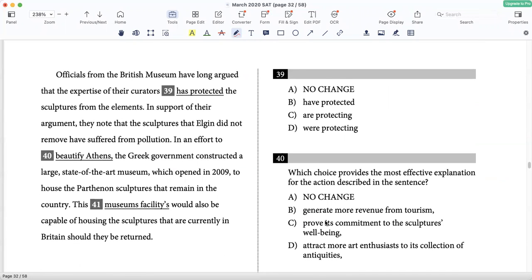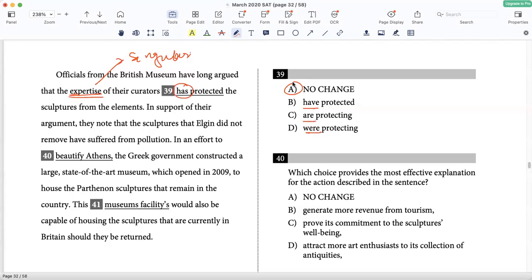Officials from the British Museum have long argued that the expertise of their curators has protected the sculptures from the elements. So here I need to decide the correct verb, and I can notice that this is singular while the other options are all plural. And the subject for this is expertise, right? Expertise has protected the sculpture, and expertise is singular. So I will choose the singular option, option A.